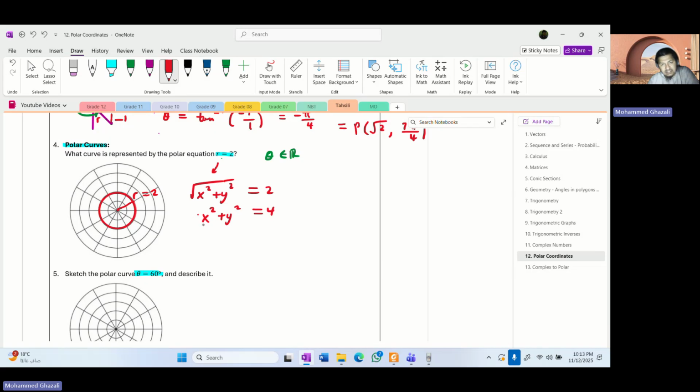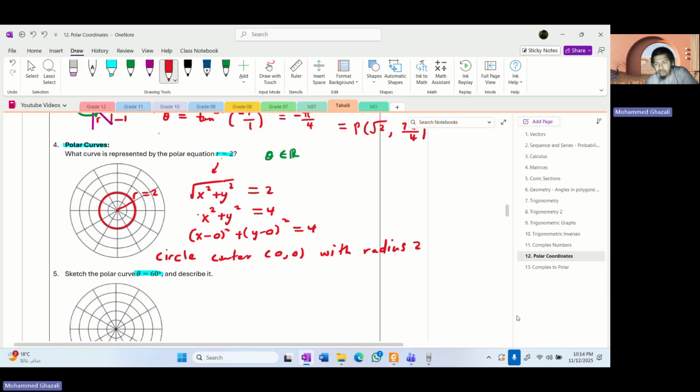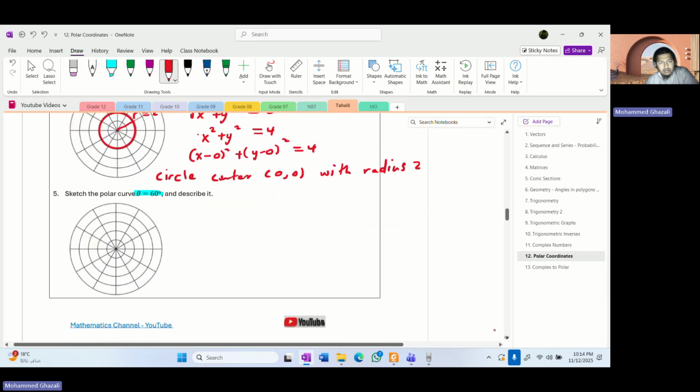So this is a circle with center 0, 0. How do we know that? It's x minus 0 squared plus y minus 0 squared is equal to 4. So it's a circle, center 0, 0, with radius 2. The square root of 4 is 2. So that's what we drew here. Circle, center 0, 0 and radius 2. Move on to the next one.